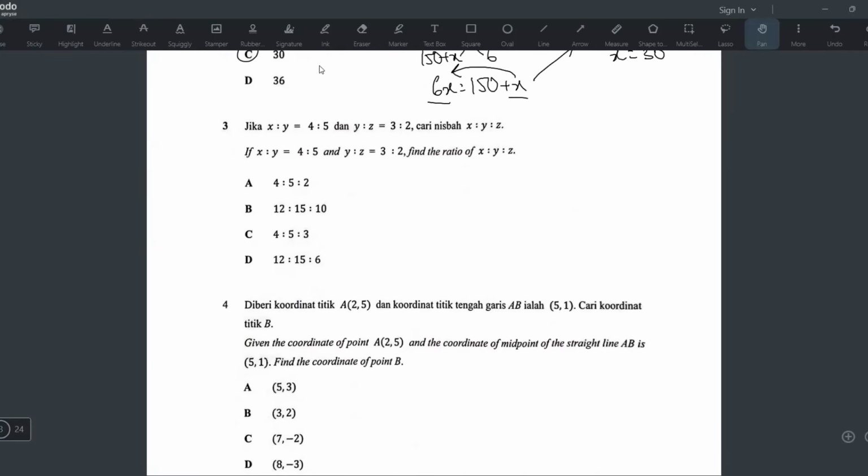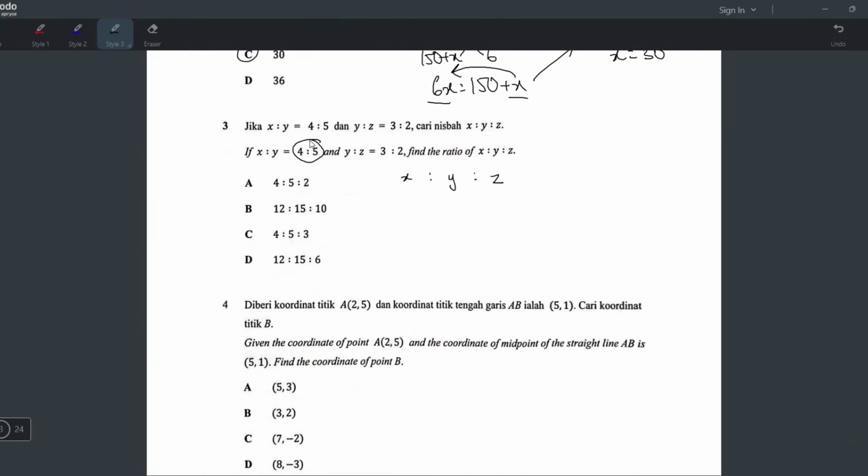Alright, that's all. Number 3, if X ratio Y is 4, 5, and Y ratio Z is 3, 2, find the ratio of X, Y, Z. This one is the Form 4 chapter. You guys need to know something. If you want to combine this ratio and this ratio into X, Y, Z, first thing you write X, dot dot, Y, dot dot, Z.